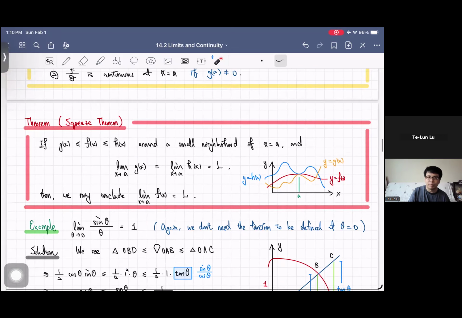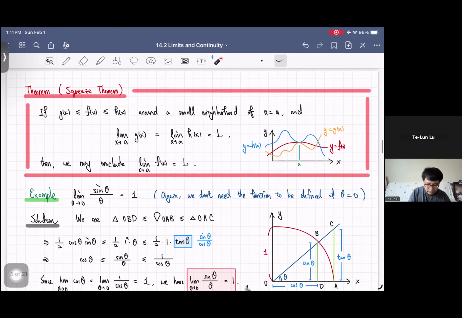Okay, so suppose that both h and g have the limit L, then obviously f is squeezed between these values, right? So f can only have limit L. So that's the squeeze theorem. And it is practically useful whenever the functions g and h are simple and you can calculate their limit directly, whereas f might not be that simple.